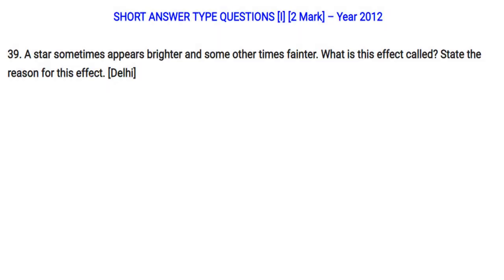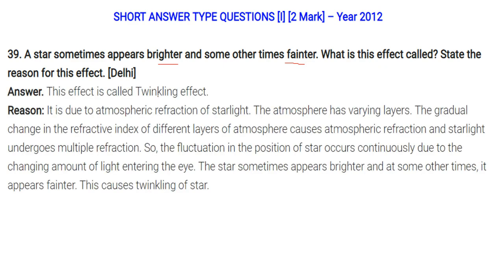A star sometimes appears brighter and sometimes fainter. What is this effect called? State the reason for this effect. See, this effect is called twinkling effect. The reason is that we have atmosphere, different gases, different particles, so denser and rarer media are there. Therefore, it is due to the atmospheric refraction of starlight.